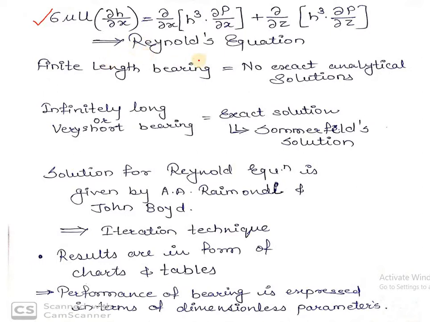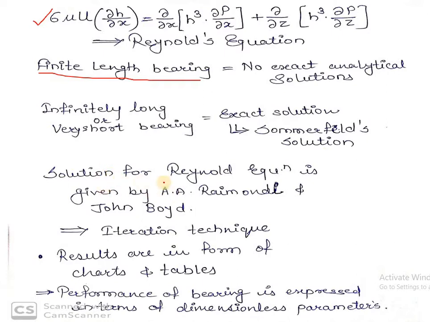Now, this is the Reynolds equation, and actually there is no exact analytical solution for the finite length of bearing. So for a particular length of bearing, there is no exact analytical solution. But theoretically, we can find the solution for an infinitely long or very short bearing. These two solutions are called Sommerfeld's solution.